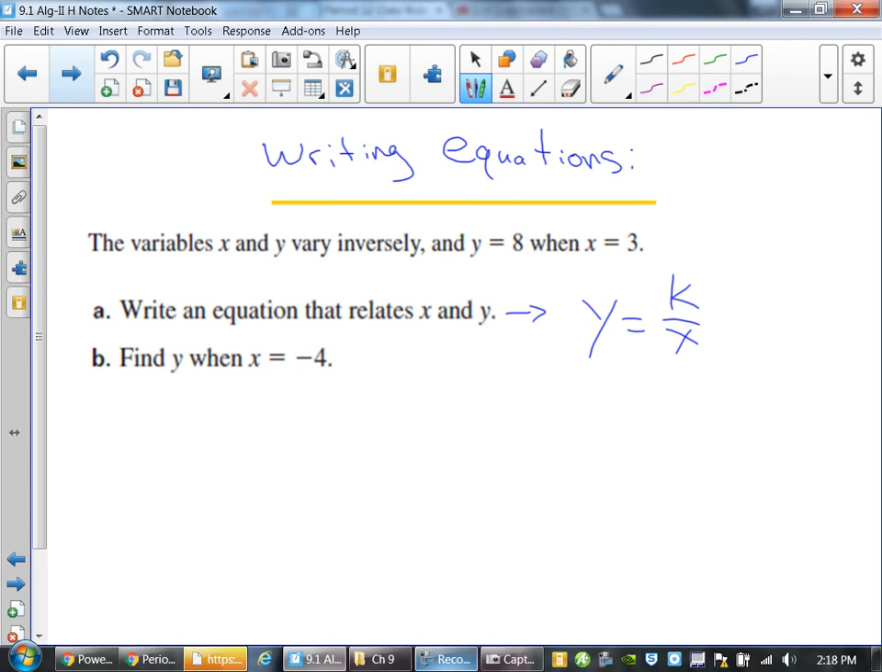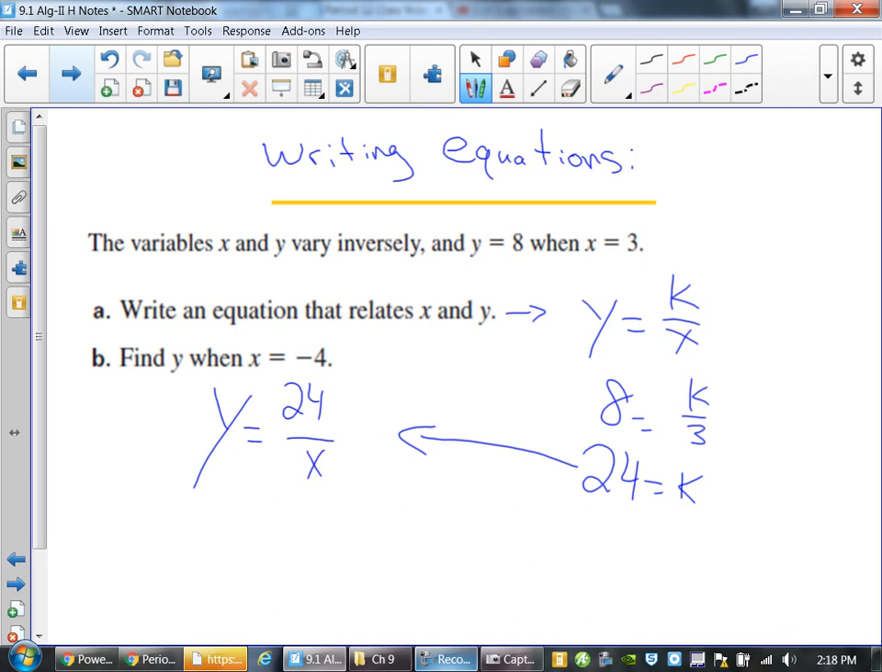So if y is 8 when x is 3, we need to figure out what that constant of variation is. What's the value of k? So we substitute and solve for k. What do you get for k? 24. So that means my k value here is 24, which means I can write it out in terms of an equation, y equals 24 over x.